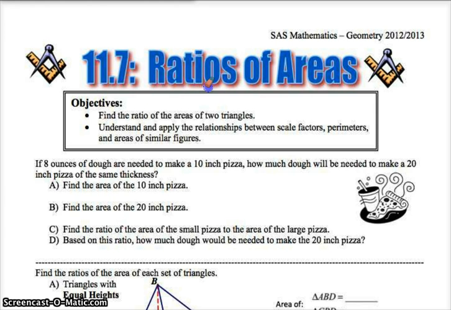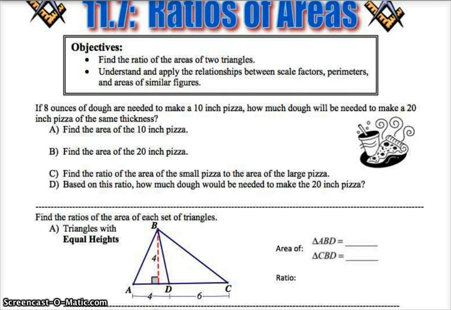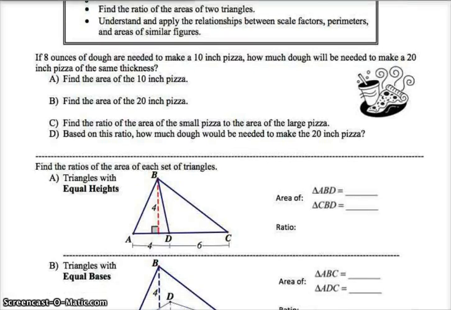So 11.7 is on ratios of areas. We are going to be comparing different ratios, so comparing areas of triangles to each other or comparing lengths of sides to the actual area that it produces. So we'll be looking at some ratios here.